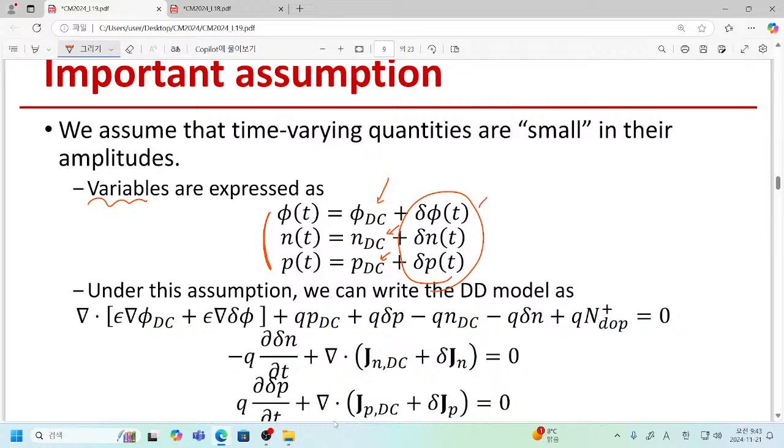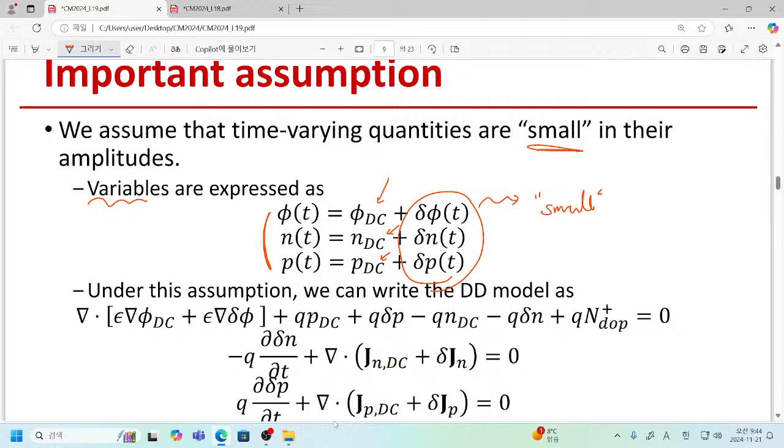Time-varying terms are regarded, once again, as small, as shown here. Why can we say it is small? Because this is a system that is quite passive.